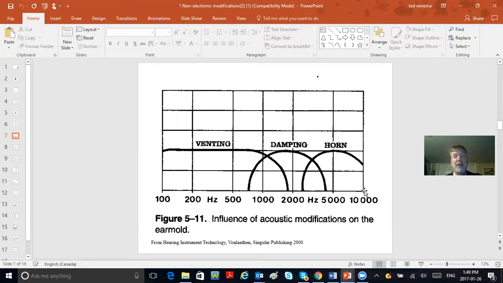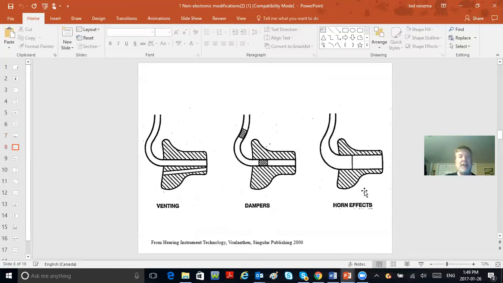Horns is what I talked to you about with this piece of paper here, okay? Horns are when I opened up that thing or turned it reverse. But let's move on here or we'll never get done, okay? Here are the 3 modifications: venting on the left, filters here, horns here.